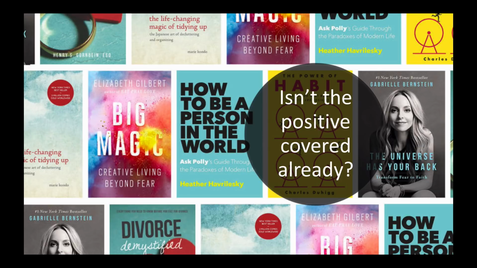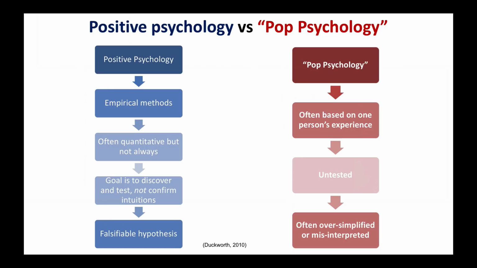Some of these books, I must say, are written by positive psychology scholars. And in that case, the conclusions are drawn from the research. But a lot of the time these books are just self-help books written from people's own personal experiences and so on. So is it covered already? How does positive psychology differ from what's called pop psychology?